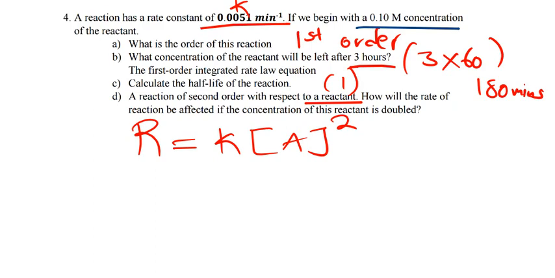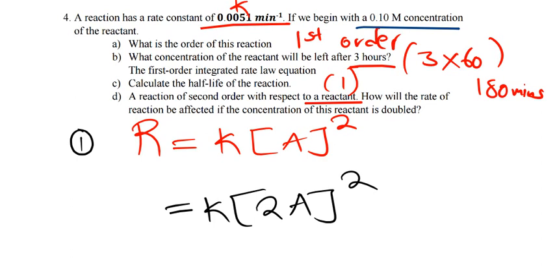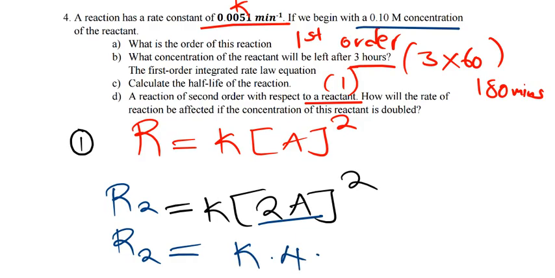Now the question is, how will the rate of the reaction be affected if the concentration of this reactant is doubled? So what happens when we double the concentration? That would be 2A, and then squared, right? If you square that, what are you likely to have? You're going to have k multiplied by 4 multiplied by A squared.